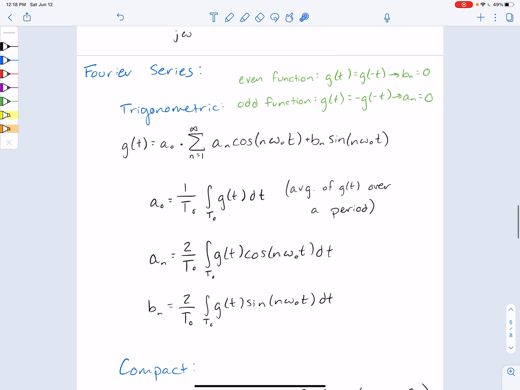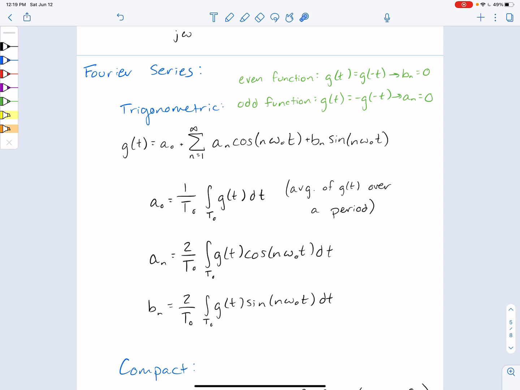And one thing I wanted to note is that the subscript 0, so A naught or C naught or D naught, they're all the same thing. A naught is equal to C naught is equal to D naught. And all it is basically is the average value of the signal over a period. So how that translates to more engineering terminology is it's the DC offset of the signal.